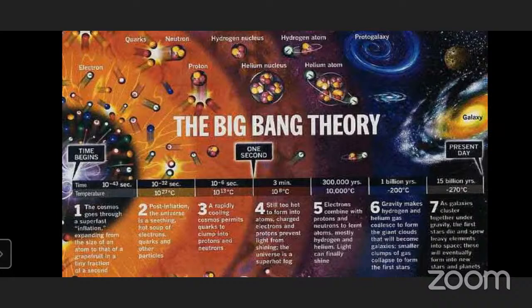Then 1 million years later, the temperature cooled to minus 200 degrees centigrade. This is where gravity comes into act. The gravity makes the hydrogen and helium gases form giant clouds, which will become the galaxies in future. Similarly, the small clumps of gas collapse to form the first stars. After 15 billion years, the temperature cooled to minus 270 degrees centigrade.